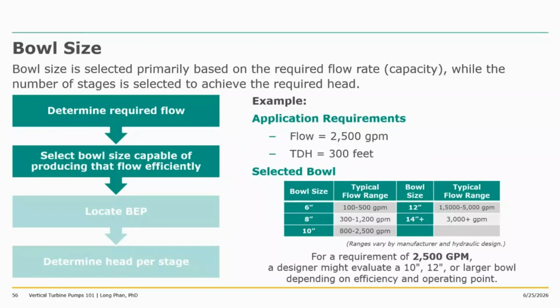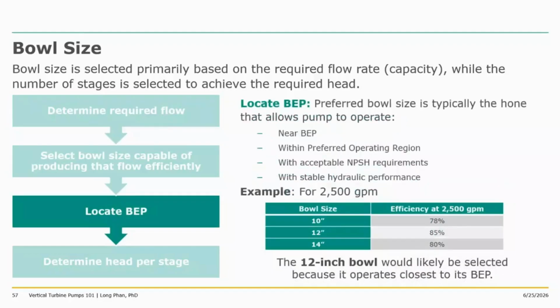But what size do we want to choose? Typically, we want to run our condition near the BEP, or the best efficiency point. In this table, you see 10, 12, 14 inch. For our example, 2500 GPM will have 85% at 12 inches. So that's our selection there. It's the closest to the BEP point. So we're going to select the 12-inch bowl because it's closer to the BEP point for our operation.